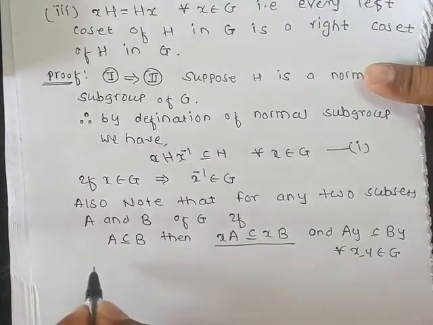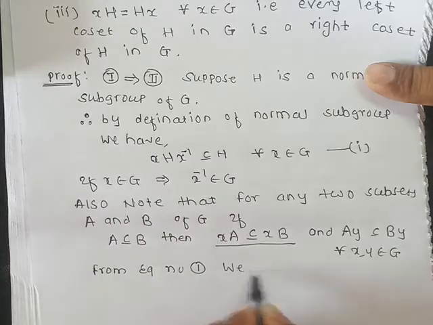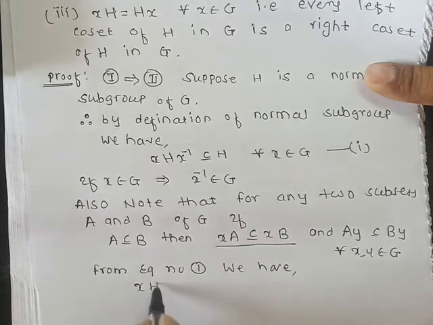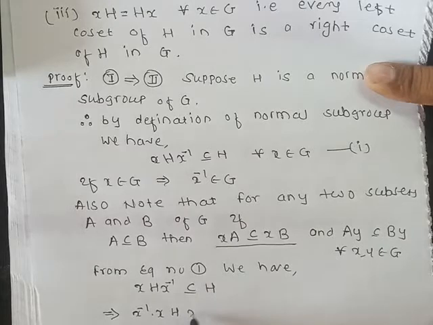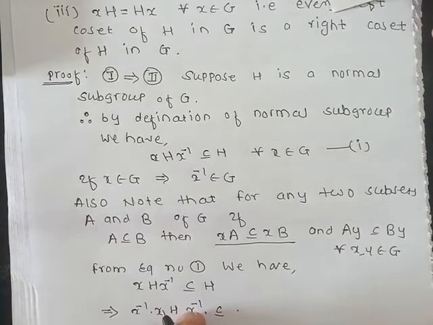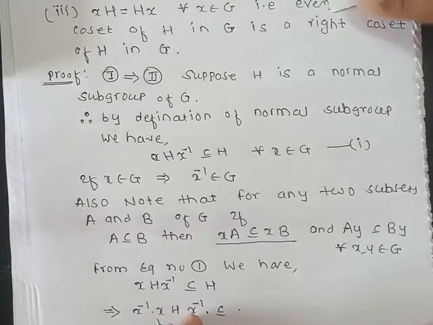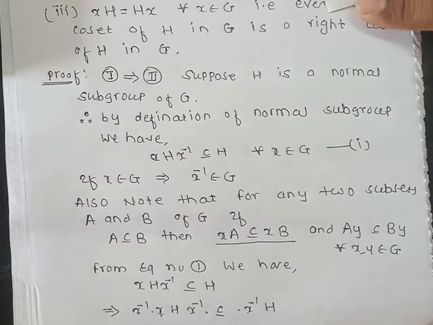How? From equation number 1, we have X H X inverse is a subset of H, which implies that X inverse X H into X inverse is a subset of X inverse of H, which implies that, so this X inverse into X is nothing but identity into X, X inverse is a subset of X inverse of H.